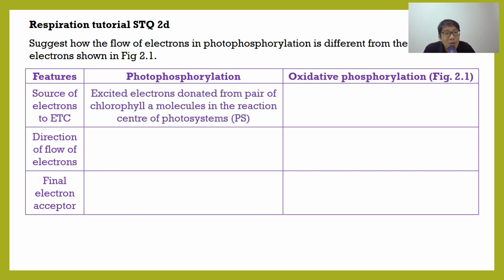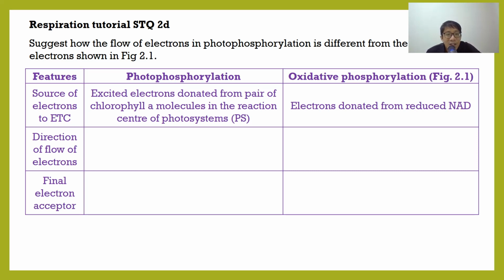Okay, so for the source, I think we have kind of explained just now in the differences between the two types of phosphorylation, so I don't have to talk too much. Just take note, because the boundary of the question requires what is shown in figure 2.1. So instead of reduced FAD, which is not shown, we can only write reduced NAD here.